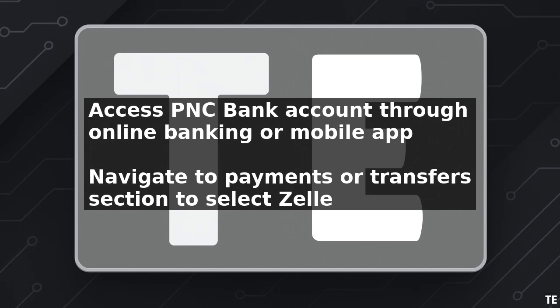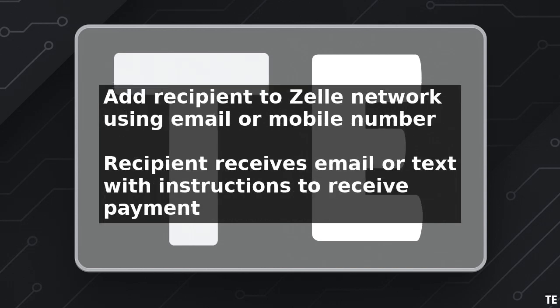PNC mobile banking app. First, you will need to access your PNC Bank account through online banking or the mobile app. Once you are logged in, navigate to the Payments or Transfers section and select Send Money with Zelle. If you have not already enrolled in Zelle, you will be prompted to do so by accepting the terms of service and providing some basic information.